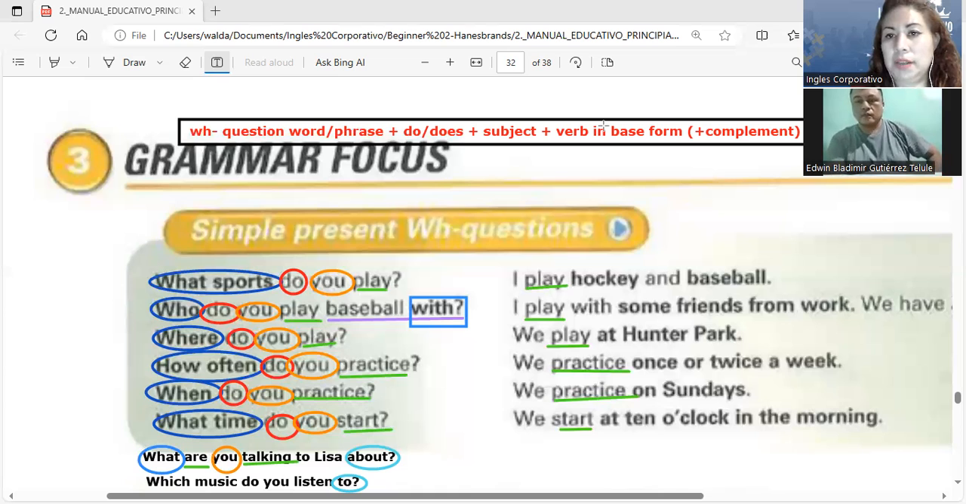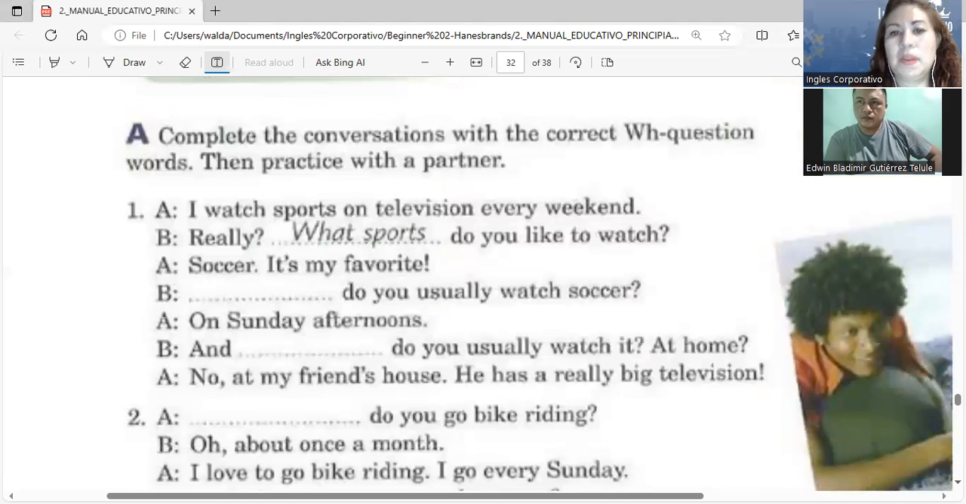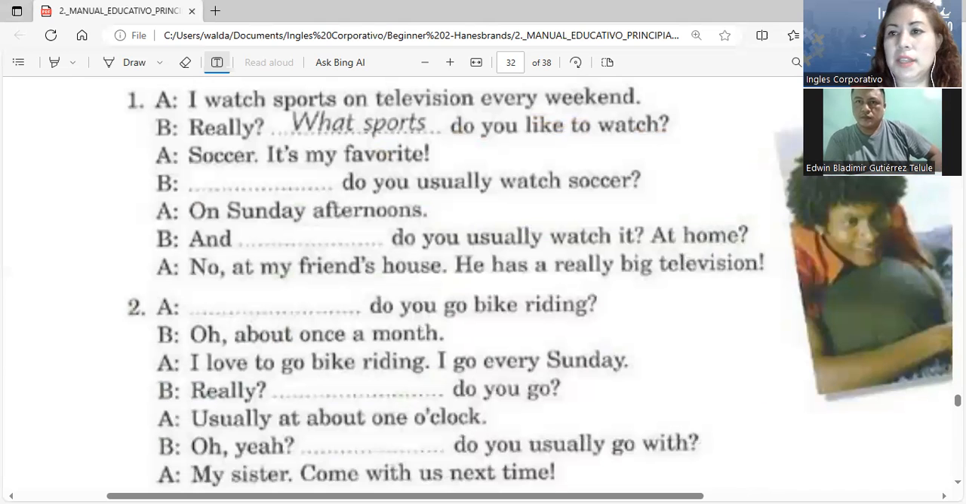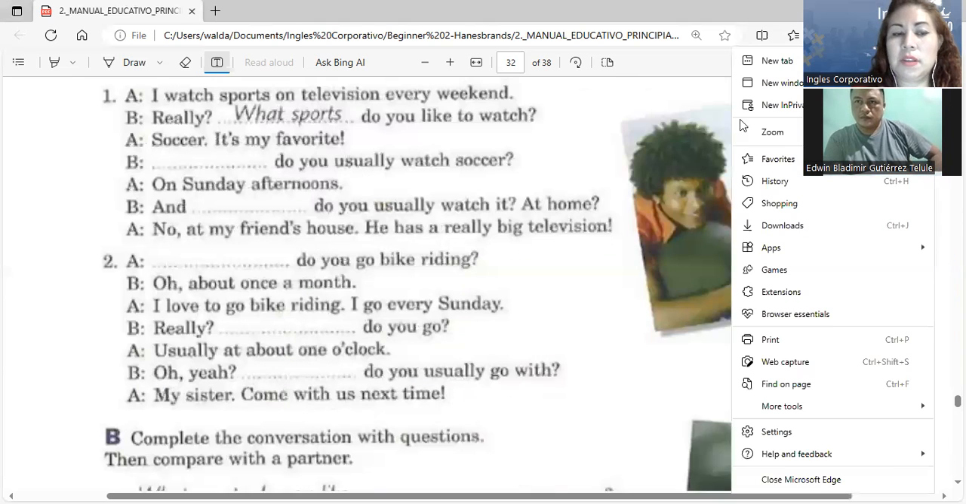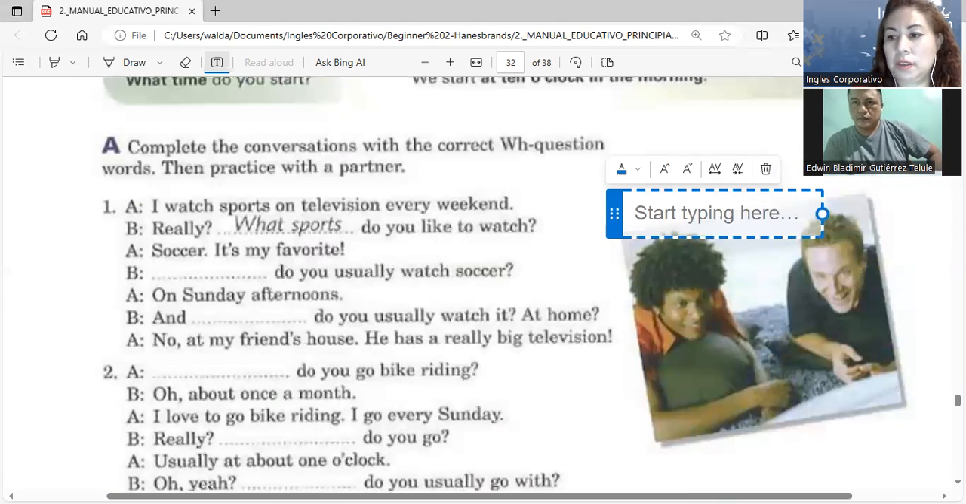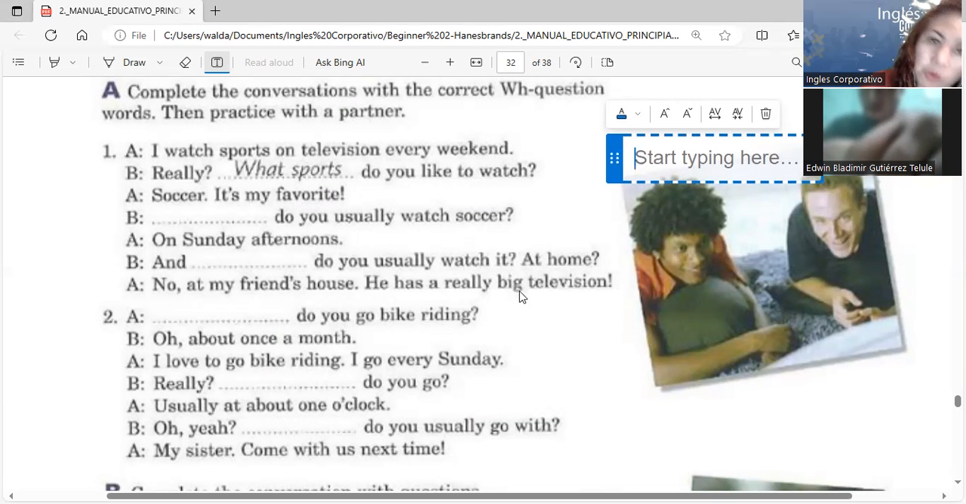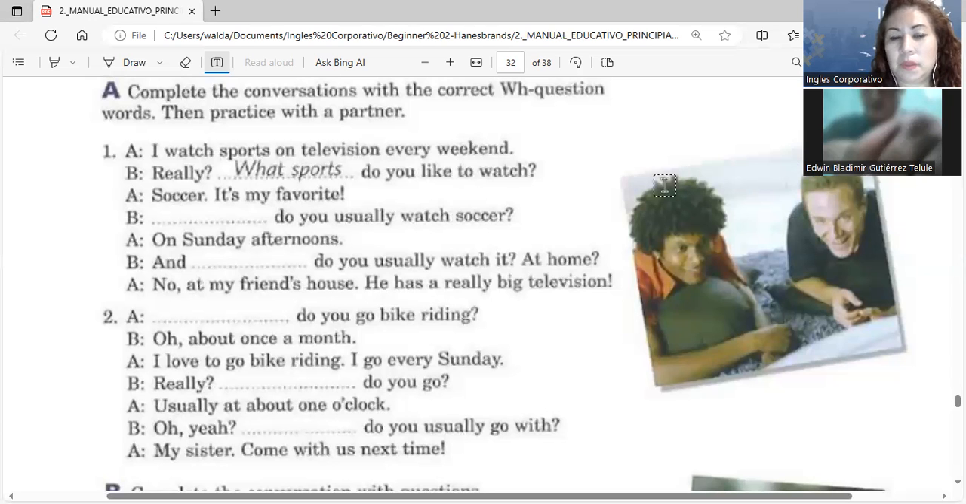Okay, I'm gonna clear this. What I want you to do now is look at these mini conversations, and you're going to complete them with the correct words. Okay, so for example, I watch sports on television every weekend. Really? What sports do you like to watch? Soccer, it's my favorite. Okay. Does that make sense? Do you understand what to do?